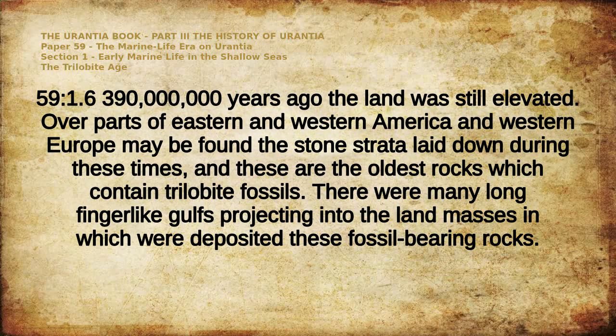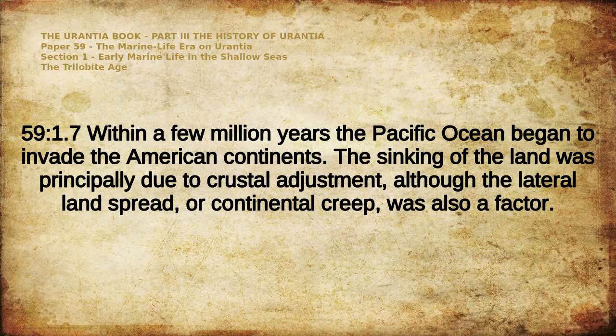390 million years ago, the land was still elevated. Over parts of eastern and western America and western Europe may be found the stone strata laid down during these times, and these are the oldest rocks which contain trilobite fossils. There were many long finger-like gulfs projecting into the land masses in which were deposited these fossil-bearing rocks.